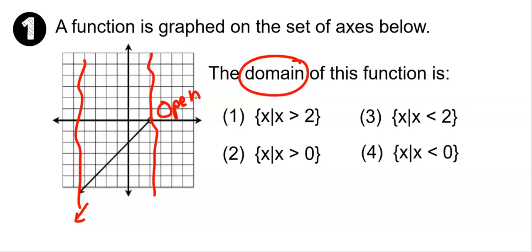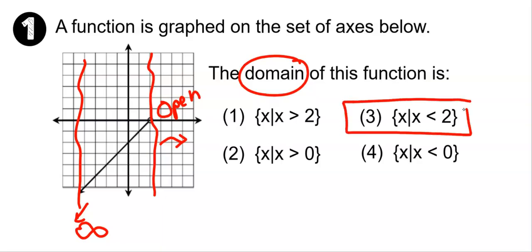So we're looking for a greater than or less than sign without any equal to signs, which none of the options have. This notation is pronounced the set of x such that x is either greater than or less than one of these values. So we know we're talking about the set of x, and we know that the graph extends infinitely to the left. But it cannot be greater than the value of 2. So that means that it has to be less than 2.